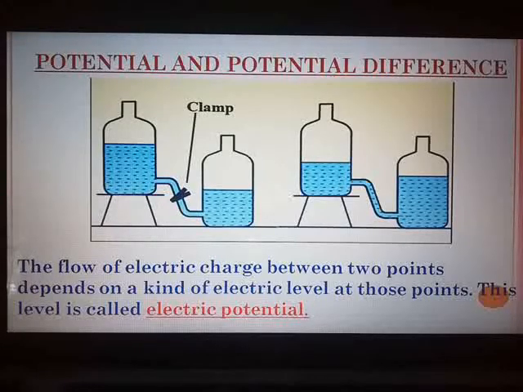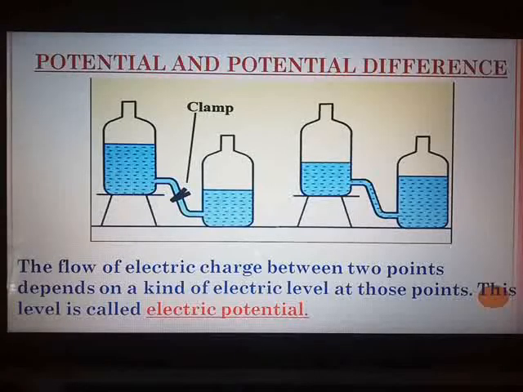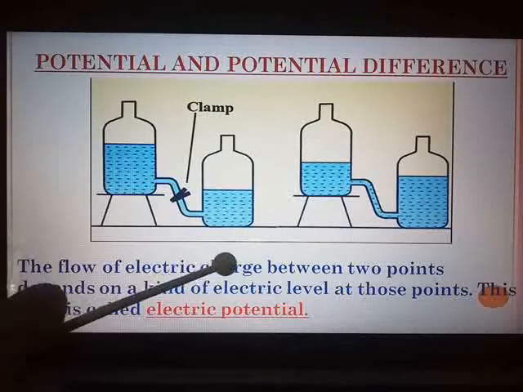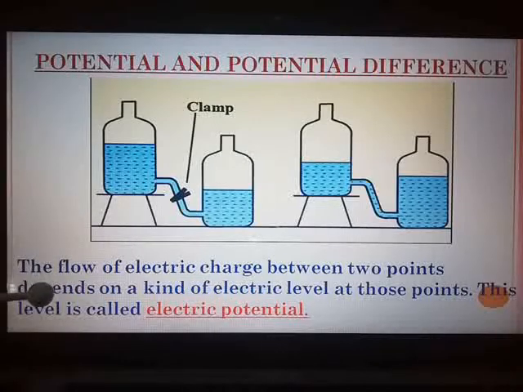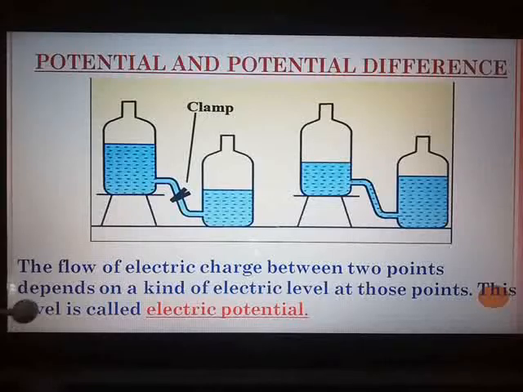As soon as the clamp was removed, the water which was present in the first plastic bottle started flowing in the bottle which was at a lower height, and it stopped flowing when the level of water became same in both these bottles. And here we studied our first concept related to electricity. The flow of electric charge between 2 points also depends on a kind of electric level at those points, and this level is called as electric potential.